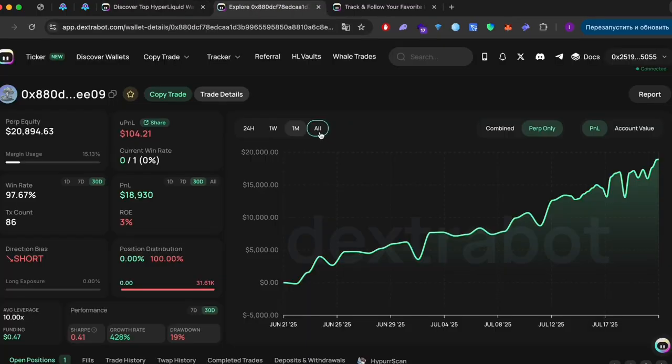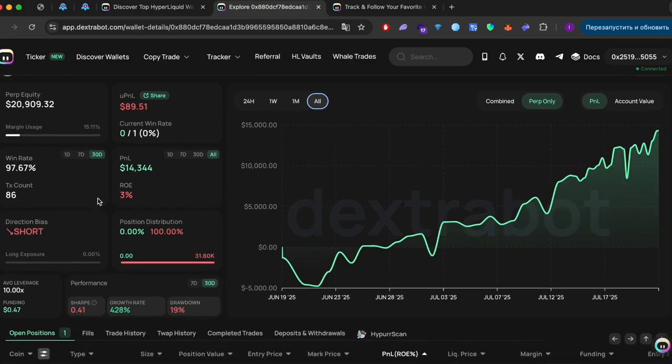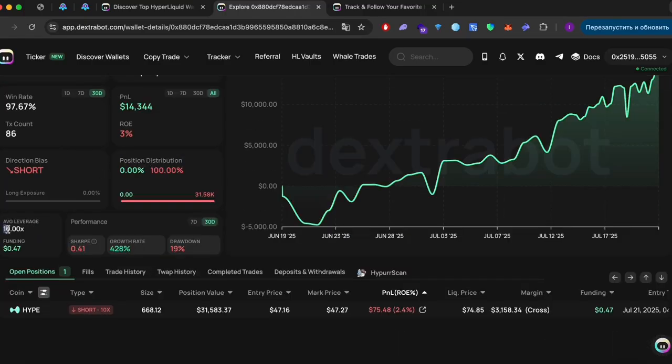And what's the first thing I do? I set the chart to show all time. That is not just for 1 month, but for the entire period. And I check that the chart is steadily growing without sharp drops downward, meaning without sudden dumps. I also look at the wallet's win rate, its P&L, and how much total profit it has made relative to the deposit. Next, you can pay attention to the average leverage it uses and its open positions.